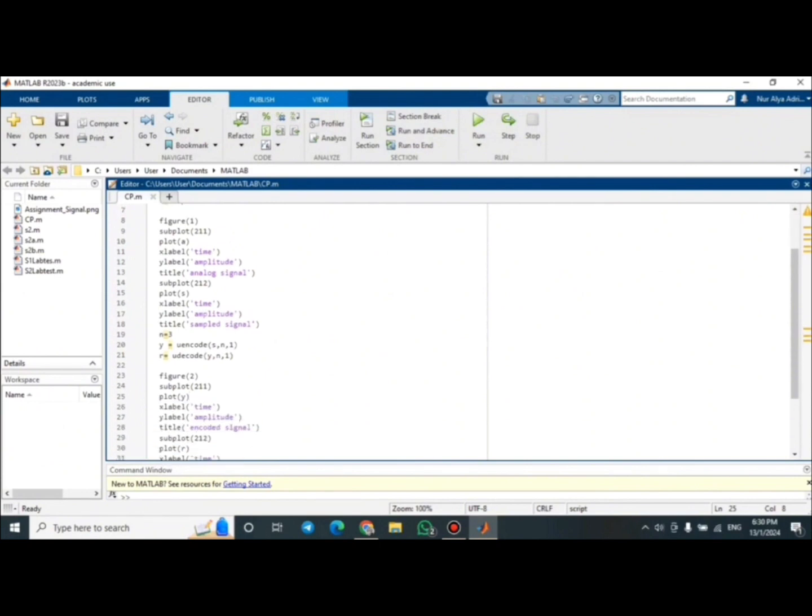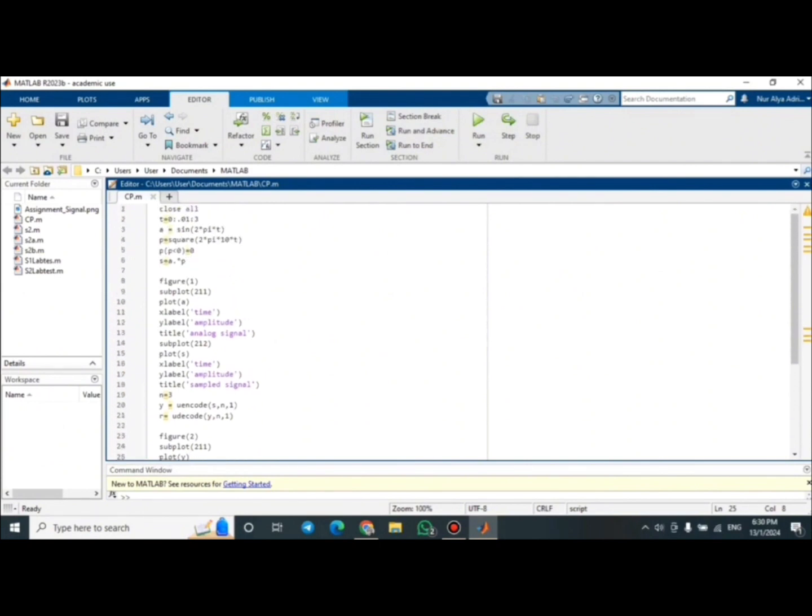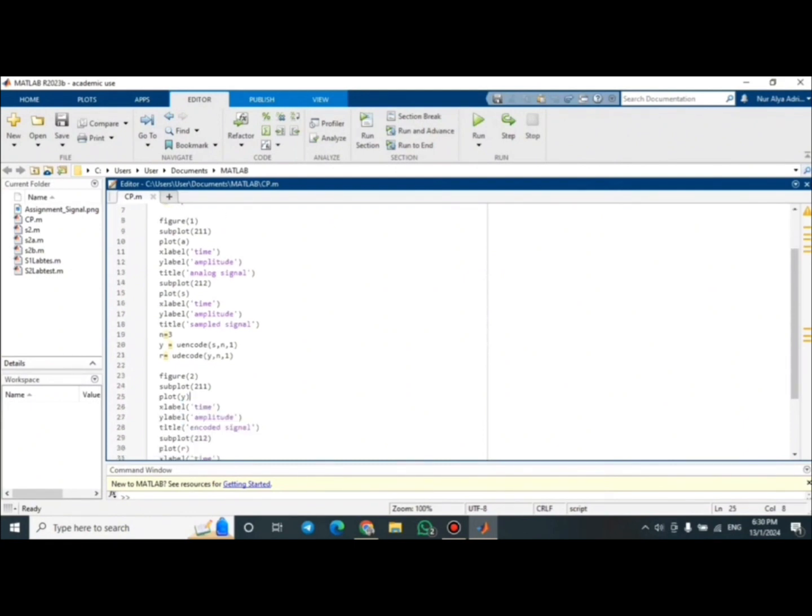This is the coding for example 1. Figure 1, shown as plot A, refers to the analog signal. The X label and Y label are time and amplitude. The next one is plot S. S refers to the sample signal. N is equal to 3 bits.